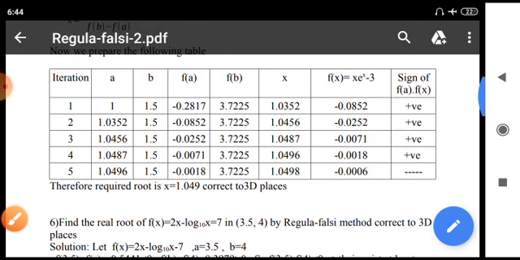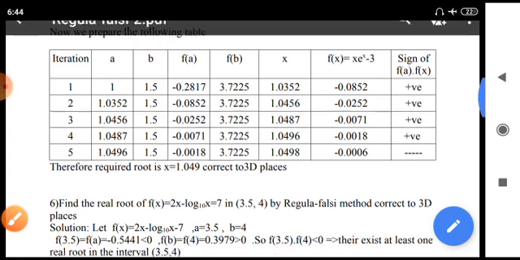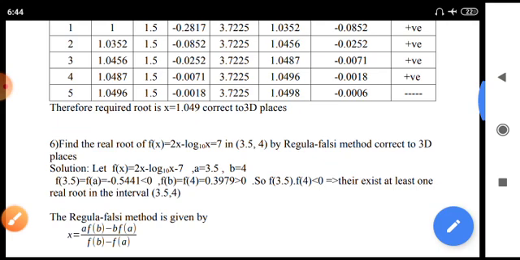Then b as it is 1.5. F of a is the calculated value. F of b is the same. x we will get as 1.048498. And if we calculate f of x, which is a very small value, minus 0.0006. You can observe here that x is correct to 3 decimal places. In 4th and 5th step, values are same. So the required root is x equal to 1.049, correct to 3 decimal places.